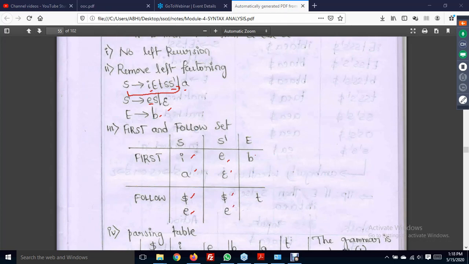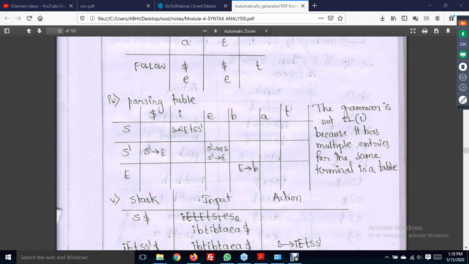Do we have any other S here? Here is another S, and follow of S is follow of S dash itself. That means both are the same. S dash is following S, S is depending on S dash. Both will be the same. Then I am left with another non-terminal, which is E. Follow of E is t. So t will be put up here. I hope we don't have any issues in the first and follow set.